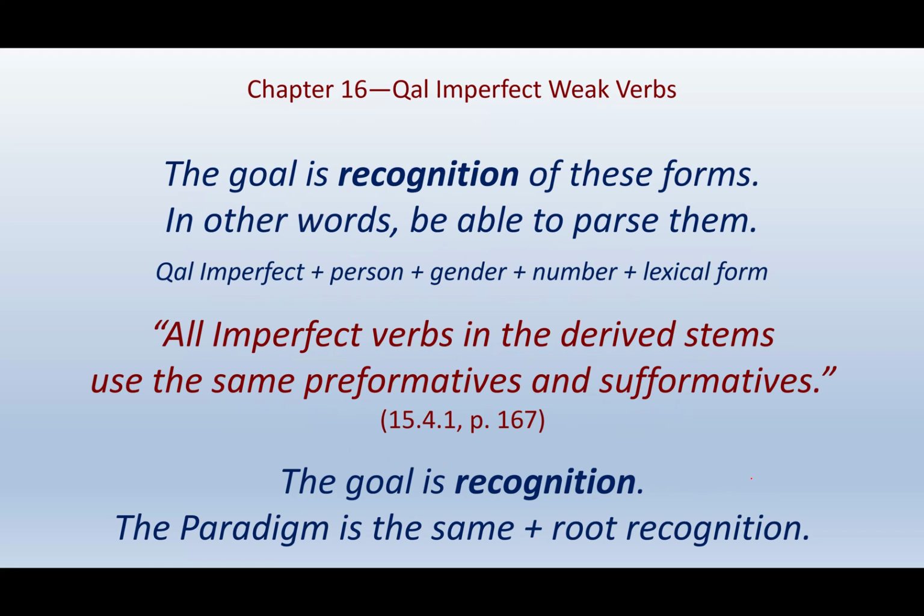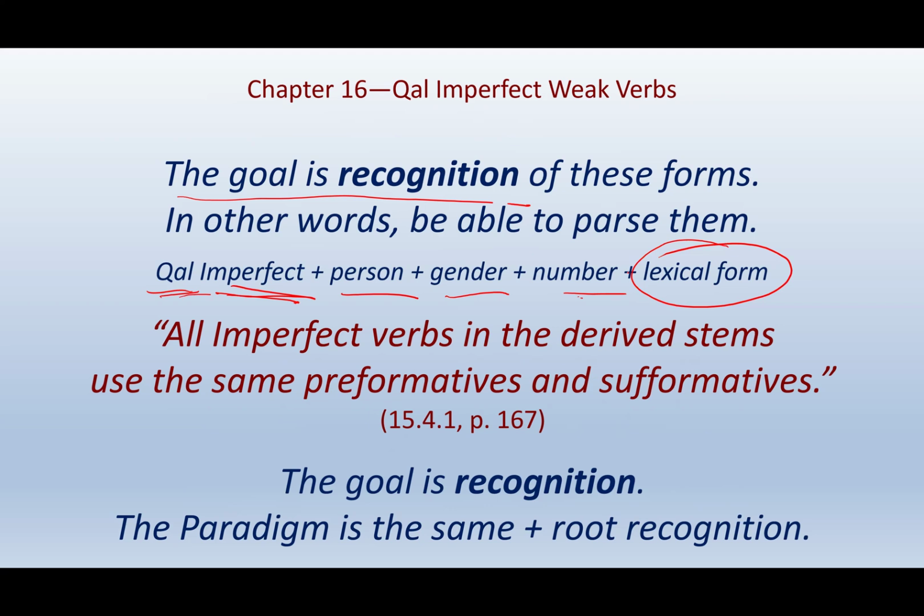Again, the main goal is recognition of the forms. You want to be able to parse it. You want to be able to recognize it. Oh, it's got a preformative, so it's an imperfect. Or there's no preformative at all, and then it would be a perfect, not an imperfect. If all it has is a subformative, it's a perfect. And we want to recognize what the stem is called. The conjugation is imperfect. We want to get the person, gender, and number. And then the meaning of the word that these things are being applied to.